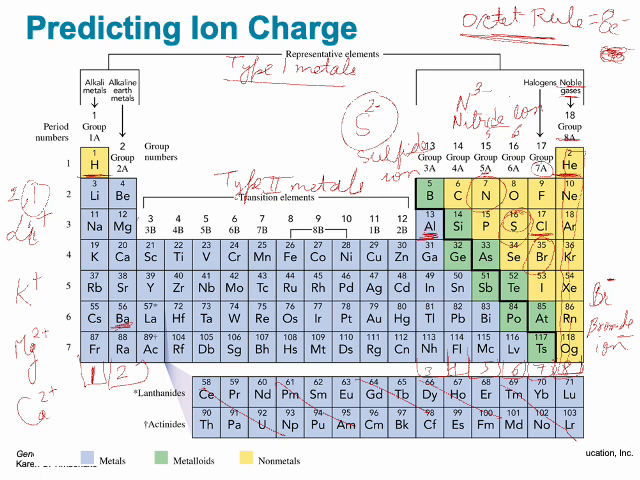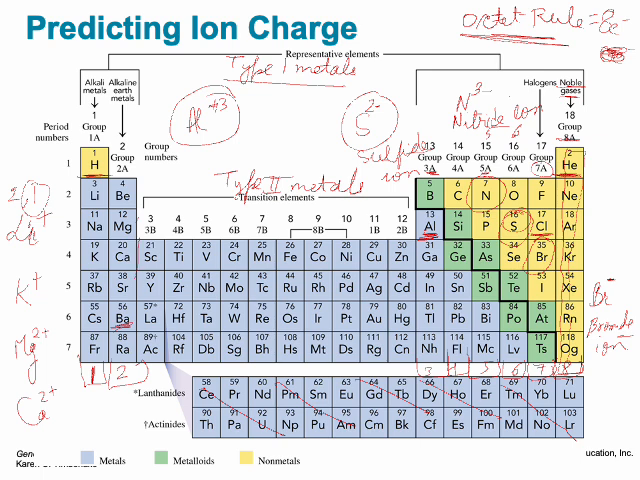Aluminum is right here. It belongs to group number 3. So aluminum will always carry a charge of plus 3 or 3 plus. And this is called aluminum ion. Alright, and the rest we'll talk about type 2 metals in a little bit.